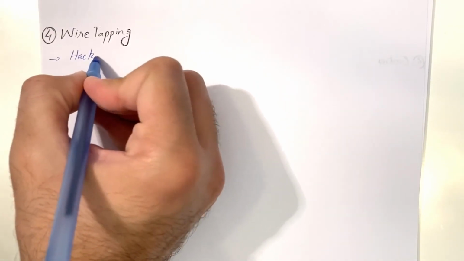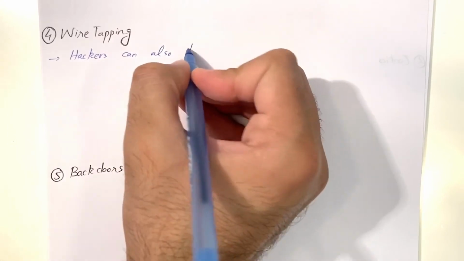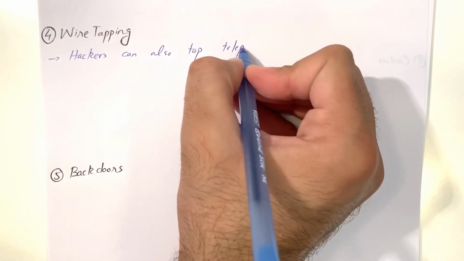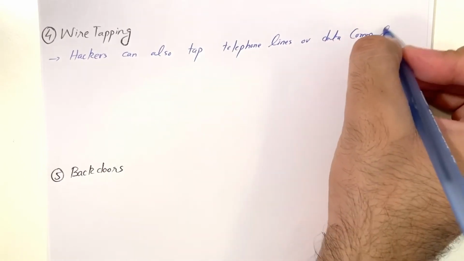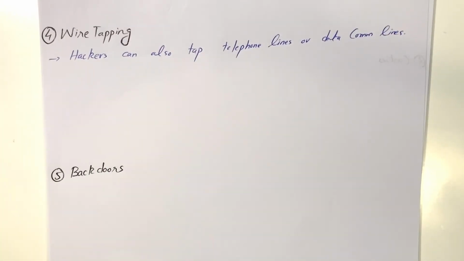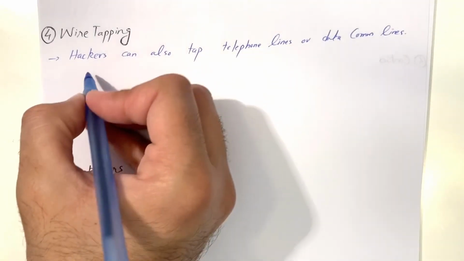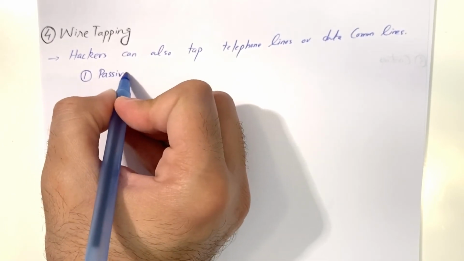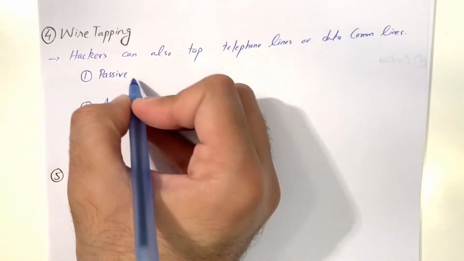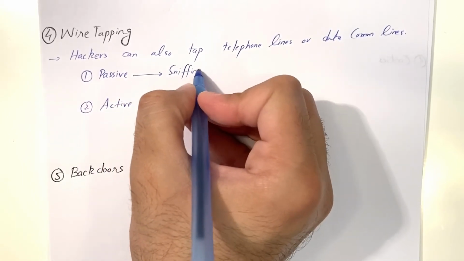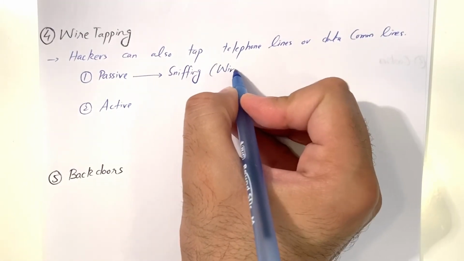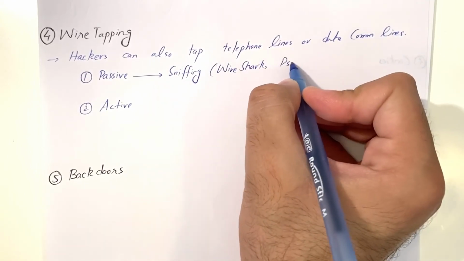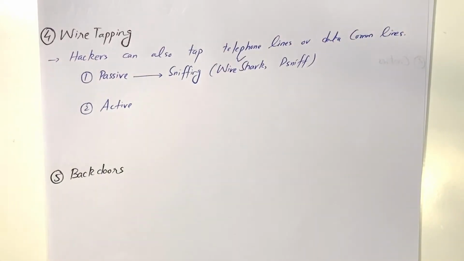Next is wiretapping. Hackers can also tap the telephone lines or your data communication lines. So they can tap your telecommunication line, and your data communication line can also be tapped. There are two types of wiretapping: passive wiretapping and active wiretapping. Passive wiretapping is where the hacker is just sniffing, intercepting whatever you're doing, just making a log. There are plenty of tools which can be used. One is called Wireshark. Another tool is dsniff. We will be using Wireshark in our lab 3.